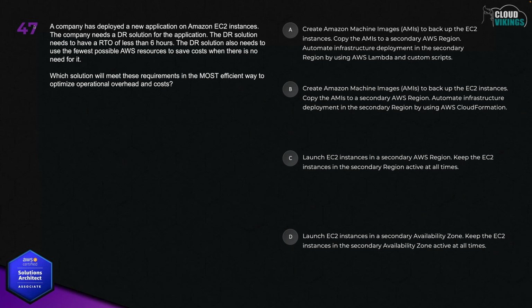C. Launch EC2 instances in a secondary AWS region. Keep the EC2 instances in the secondary region active at all times. D. Launch EC2 instances in a secondary availability zone. Keep the EC2 instances in the secondary availability zone active at all times. The best answer here would be B. Create AMIs to back up the EC2 instances, copy the AMIs to a secondary AWS region, then automate infrastructure deployment in the secondary region using AWS CloudFormation.